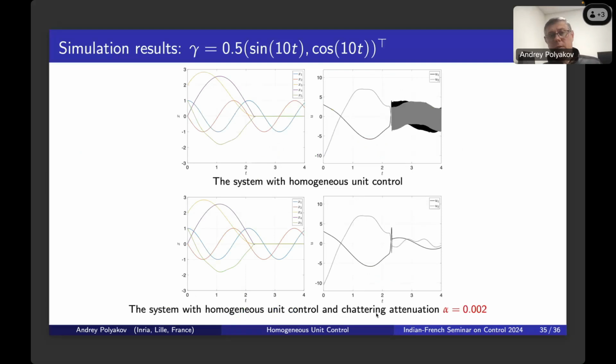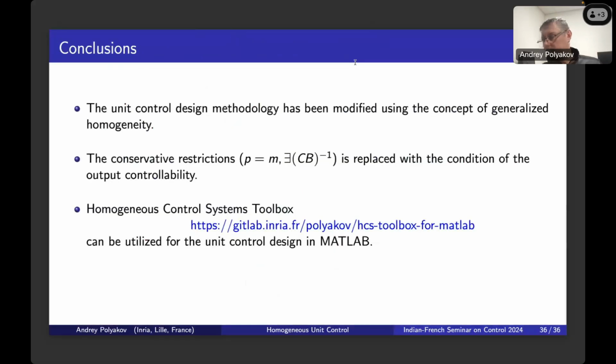Results of simulations without chattering attenuation, with chattering attenuation. So we have two components of the state which are not controllable, and they continue like a harmonic oscillator all the time, but there exists a part which is controllable and stabilized in finite time, rejecting the perturbation of bounded magnitude. In fact, that's all I wanted to present. And we have some questions.